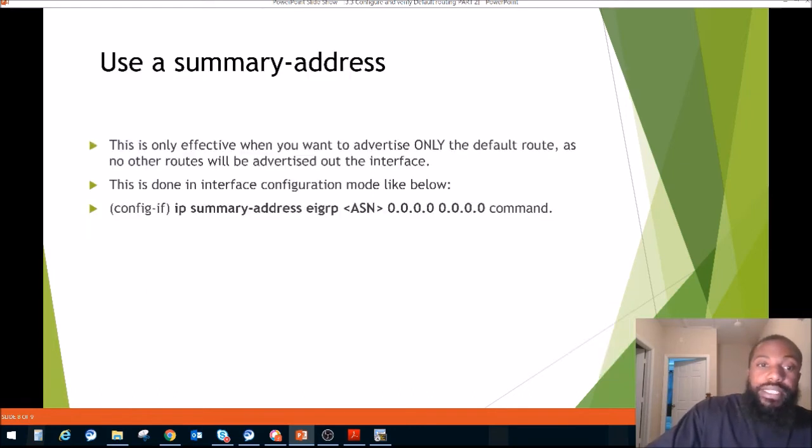Use a summary address. This is only effective when you want to advertise only the default route. I'm going to go ahead and shut these bad boys off. I didn't save the config. They are loud as hell. I don't know if y'all can hear now.